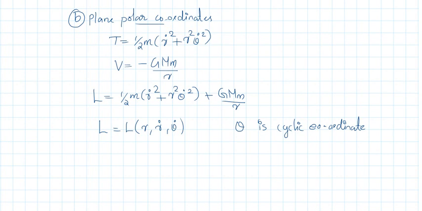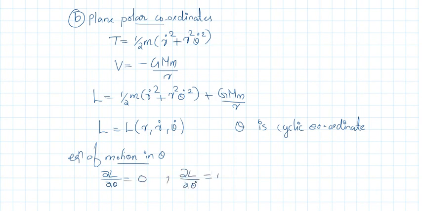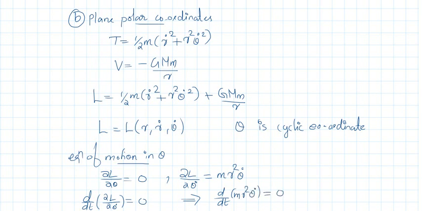Okay. Now, equation of motion in theta. We already know that dou L by dou theta is 0 because there is no theta. Dou L by dou theta dot is m r square theta dot. So the equation d by dt of dou L by dou theta dot is equal to 0 becomes d by dt of m r square theta dot is equal to 0. Therefore, one of the integrations is straightforward, and that will give us m r square theta dot is equal to constant.